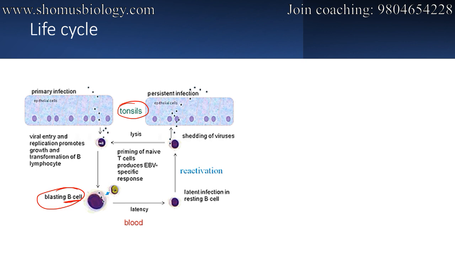So the viral entry and replication promotes growth and transformation of the B lymphocyte at this moment, and then it blasts open the B cell. Okay, priming of the naive T cell produces an EBV-specific response, and it can cause latency, the latent infection in the resting B cells.